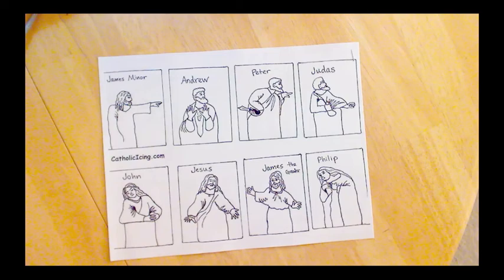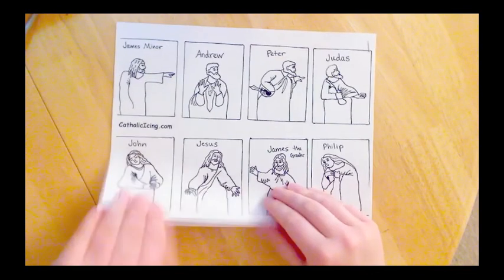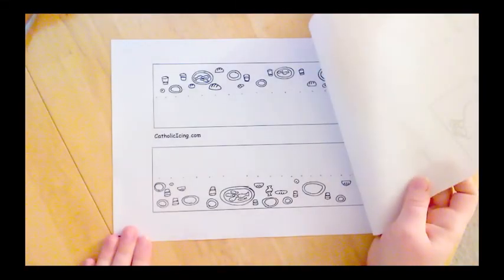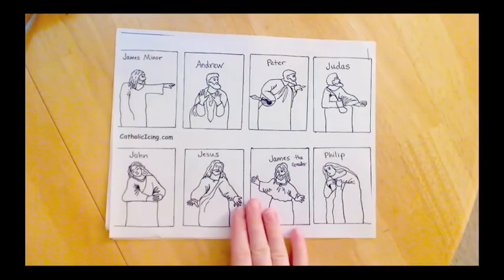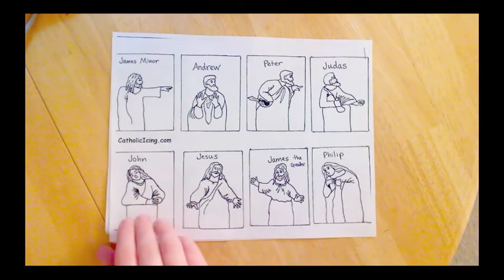Hi guys, today we are doing a Holy Thursday craft. So you're going to need the pages that have all of these people on them, plus the one that has a table. And I'm going to read a little bit about Holy Thursday. I'm going to show you a picture. We're going to do the Last Supper.